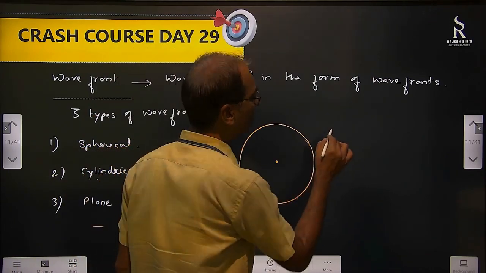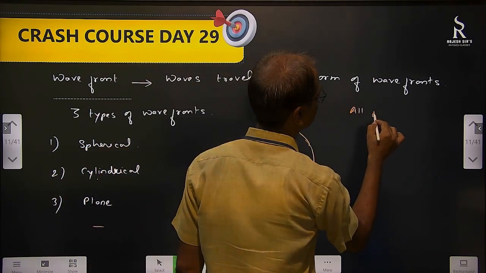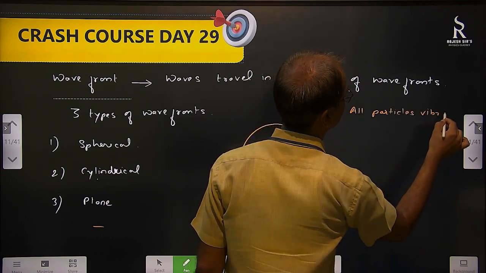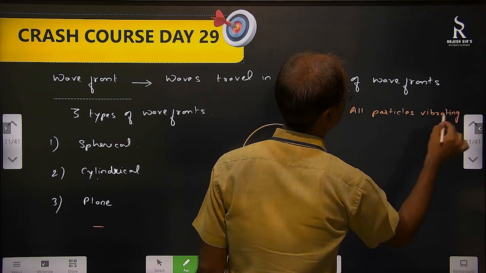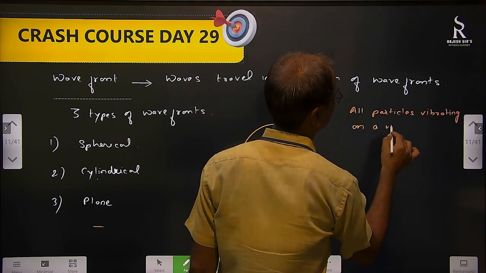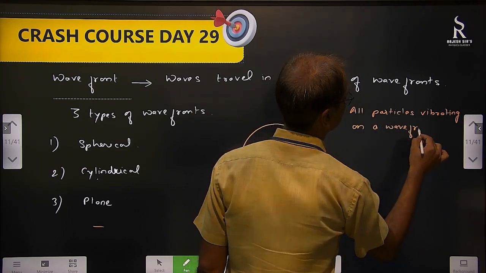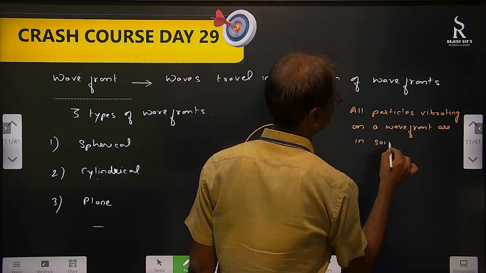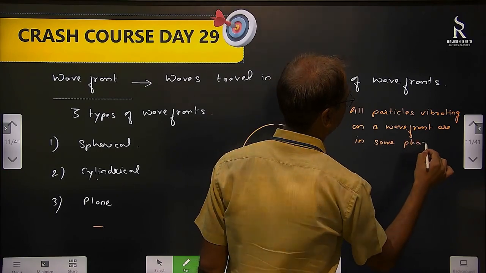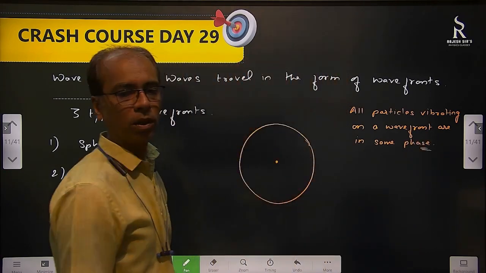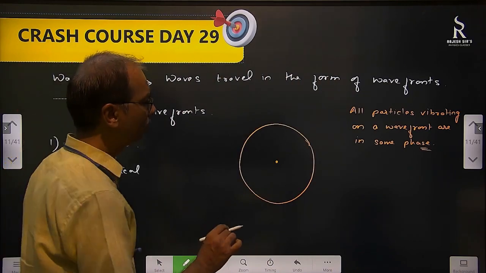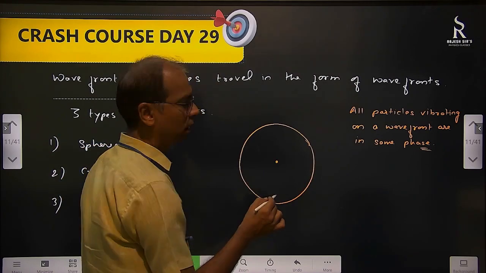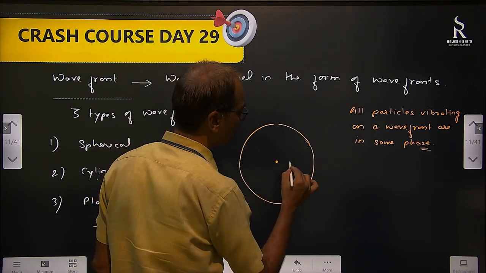What is a wavefront? All particles vibrating on a wavefront are in the same phase. Now, what does same phase mean? It means first of all that if this is a source and this is a sphere, then all the points are at the same distance from it, because this is the radius actually.